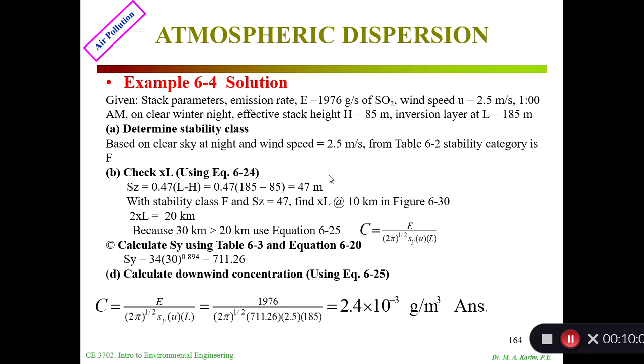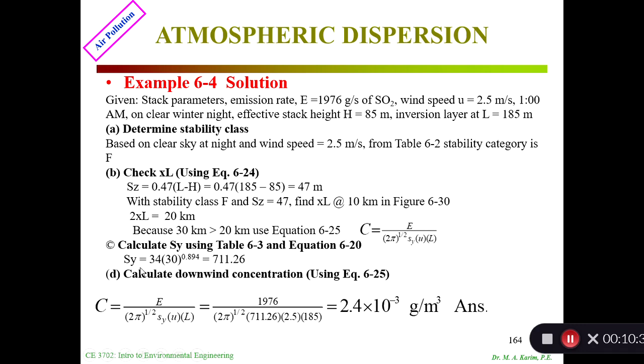Check for XL using equation 6.24. Sz equal to, we get 47. So with stability class F, Sz is equal to 47, and XL becomes 10 kilometers in Figure 6.30, right? If we go back to Figure 6.30, we'll see 10 kilometers. So 2XL would be 20 kilometers. Since we are looking for 30 kilometers away, and 30 is greater than 20 kilometers, we can use equation 6.25. That means a simpler equation.